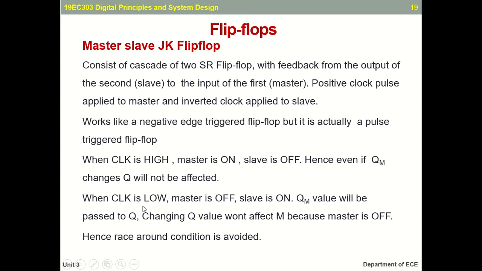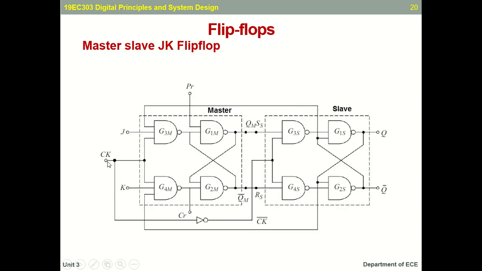Whereas when clock is low, master is off, slave is on. Master is off means slave is on here when clock is low, because see here the clock is an inverted clock, right? When the clock is zero, this will be off. Then when the clock is given to an inverter, it will be 1, right? So your slave is on. Whereas when your clock is 1, your master is on, but when it is negated, it will become 0. Here your slave will be off. If your master is on, your M will be passed to here, but it won't change the Q because your slave is off.